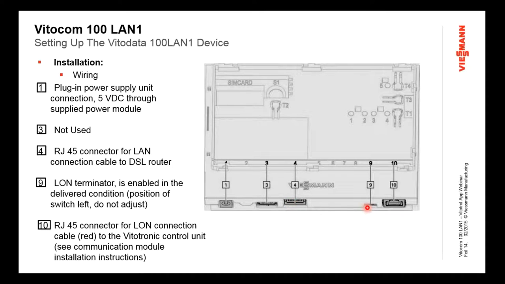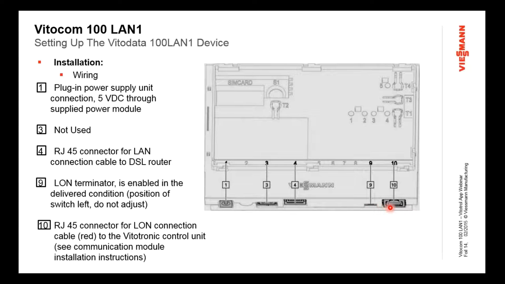We have here an end switch. This is when you have a LAN network, somebody has to be the end of the line, and we have to say who the end of the line is. So this device already comes with the end of the line termination in it. Normally you don't have to do anything with the switch. It's already set as the last device, but there is the switch there if at any time we needed to, for some future configuration, take that off.